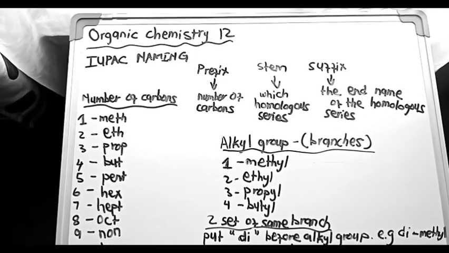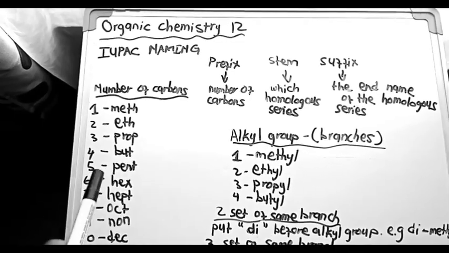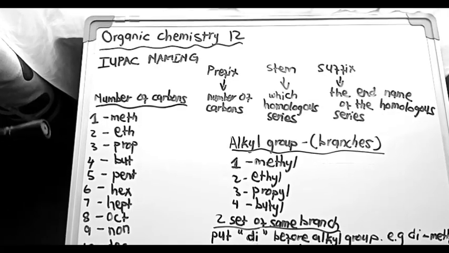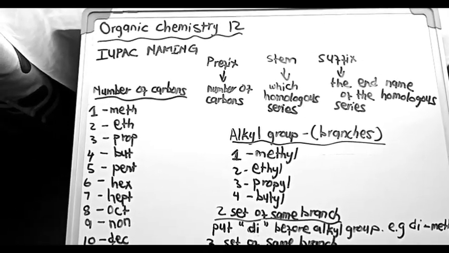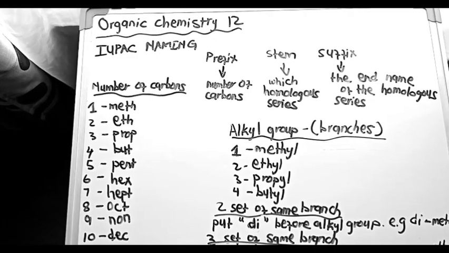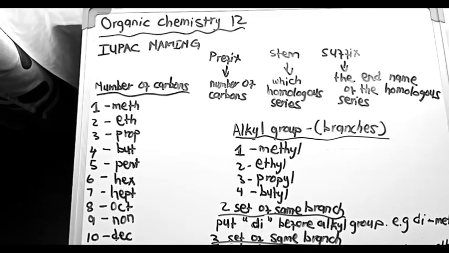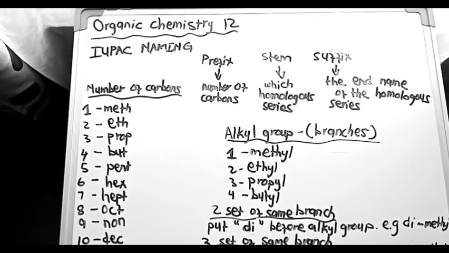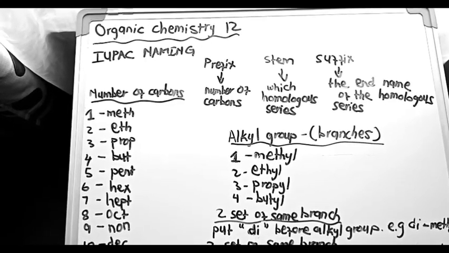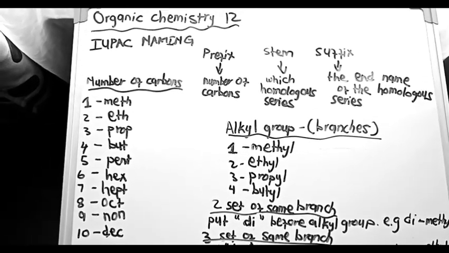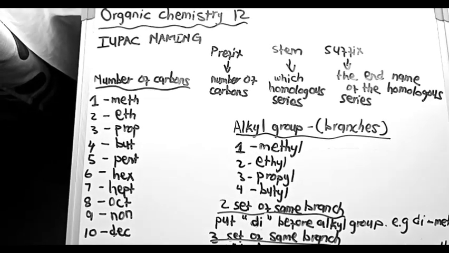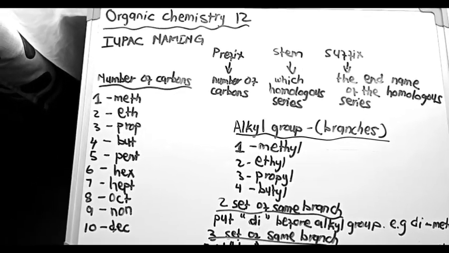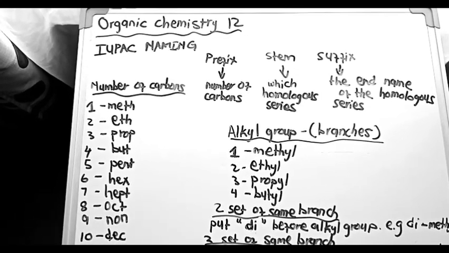So the first highlight is the number of carbons. If ever you see one carbon, it represents meth. Two carbons, it's eth. Three, it's prop. Four, it's but. Five, it's pent. Six, it's hex. Seven, it's hept. Eight, it's oct. And nine, non. And 10, it's dec. But mostly the structural formulas do not go that long, up to number 10. But just to be on the safe side, you should know the name for how many carbons there are. If ever you have 10, definitely you will name it dec.